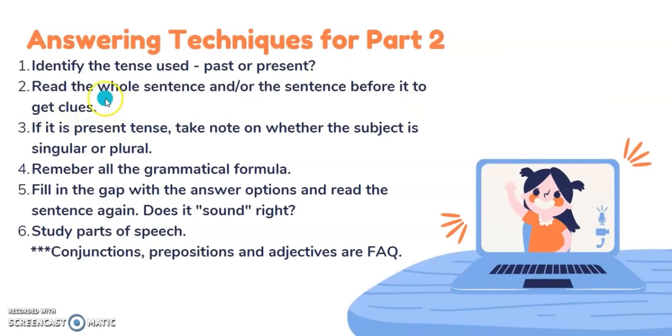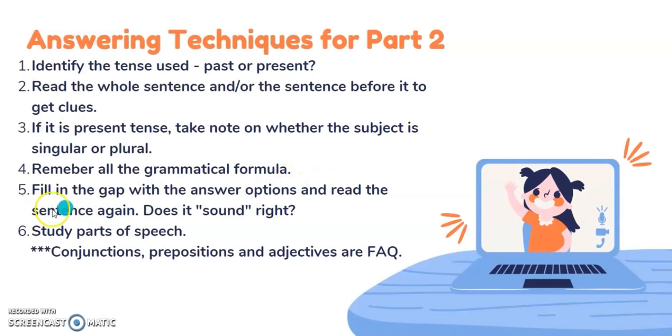Okay, so not only read the sentence that has gaps, you also need to sometimes read the sentence before it to get clues for your answer. Number 3, if it is present tense, take note on whether the subject is singular or plural in the sentence. Number 4, remember all the grammatical formula. What I mean by grammatical formula here is like when are you supposed to add ing, when are you supposed to add ed, when are you supposed to put an s. These are all the grammatical formula that you have to remember.